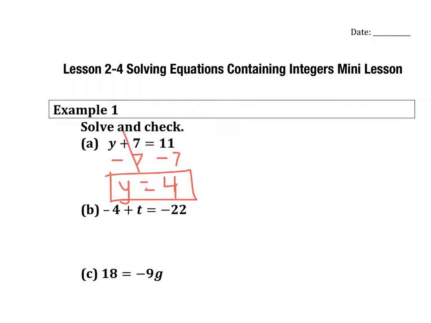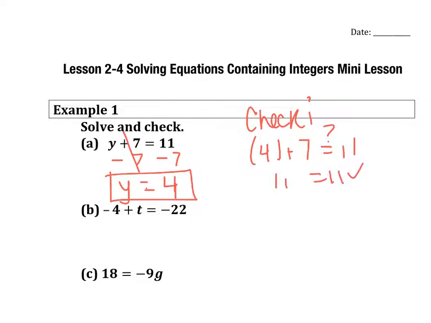To complete the check step, you just simply insert that value back into the equation. So we would instead put in 4 plus 7, and we put a little question mark here to indicate that we're trying to figure out if it does in fact equal 11. When we add up 4 plus 7, of course, we do get 11.